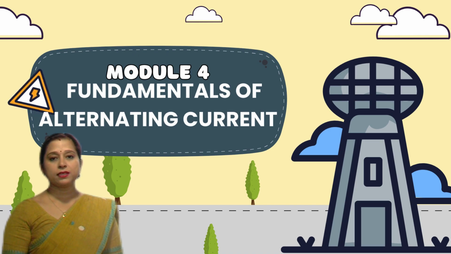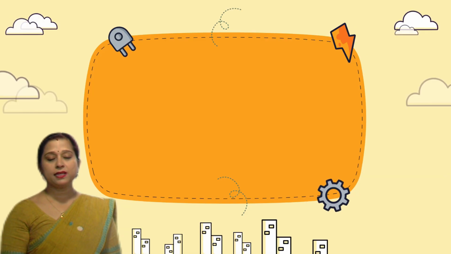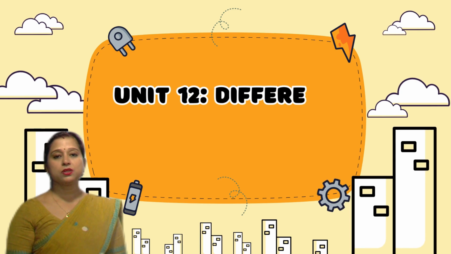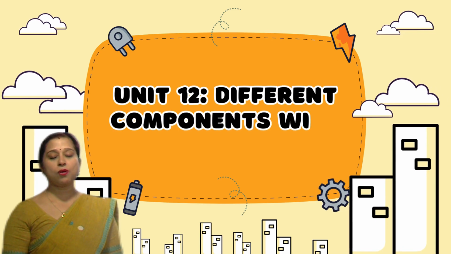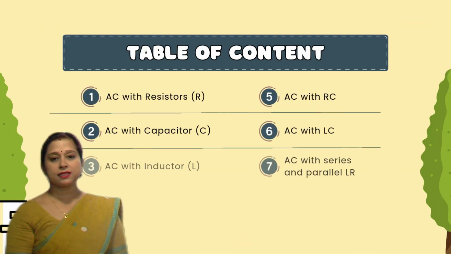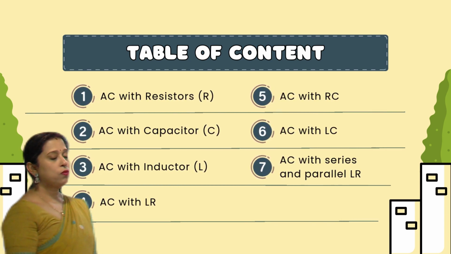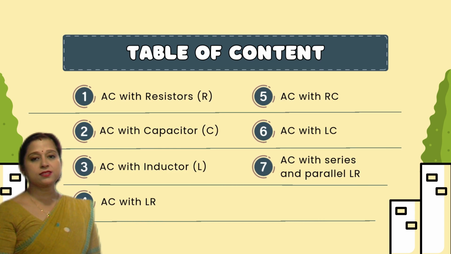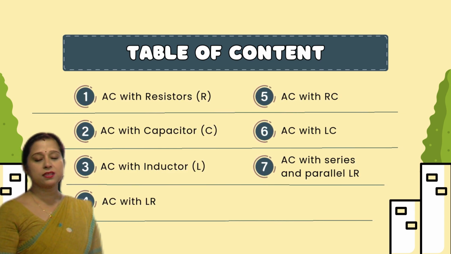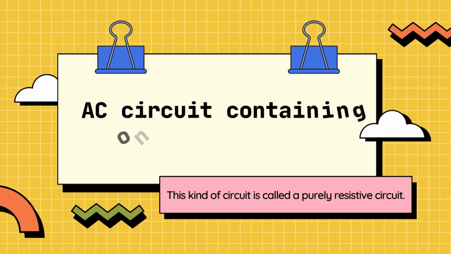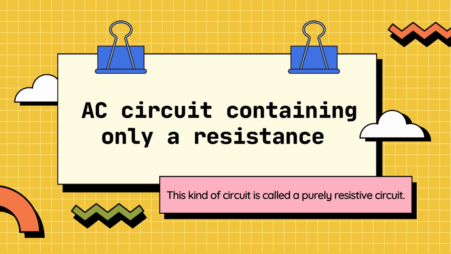This fourth module is based on fundamentals of alternating current. In this unit, we will discuss different components with AC. That is, we will go for using resistors, capacitors and inductors in different combinations with AC and see the variation of current and voltage. Let us first discuss an AC circuit containing only a resistance.